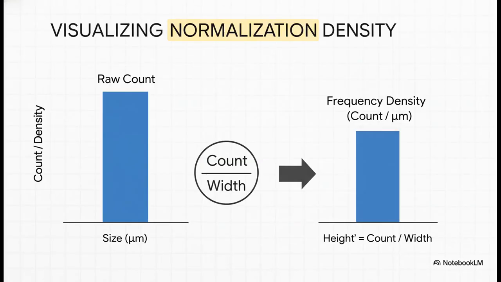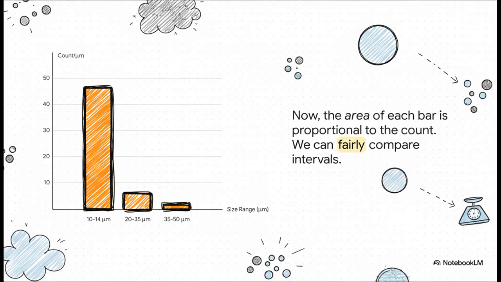It's so important. To get a real, honest picture of what's going on, you have to normalize. You just take the count in each bin and divide it by the width of that bin. This one simple step is the absolute key to creating an accurate picture. And boom, here's what you get. Look at the y-axis now. It's count per micron. It's a density. In this corrective view, it's the area of the bar, not just the height, that tells you the number of particles. Now we're talking. Finally, we can compare these different size ranges fairly. This is the true shape of our data.